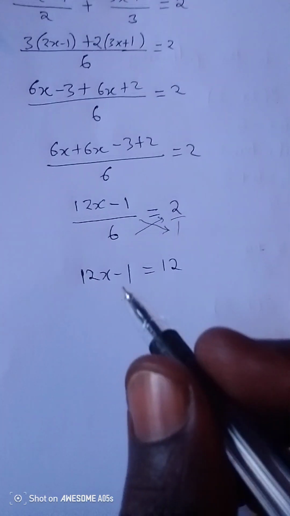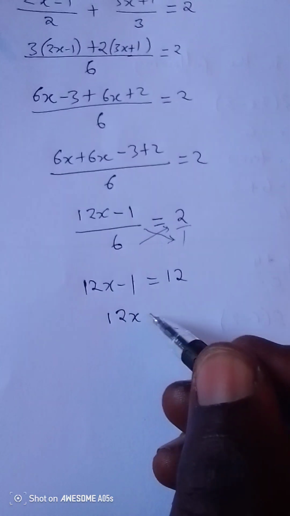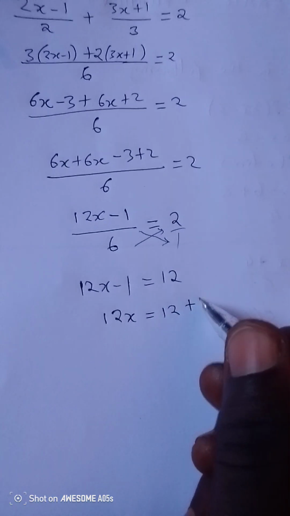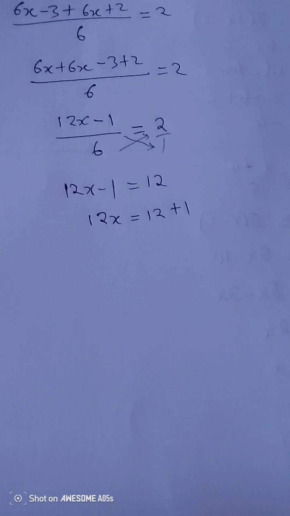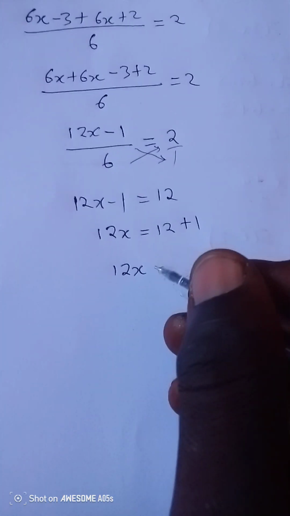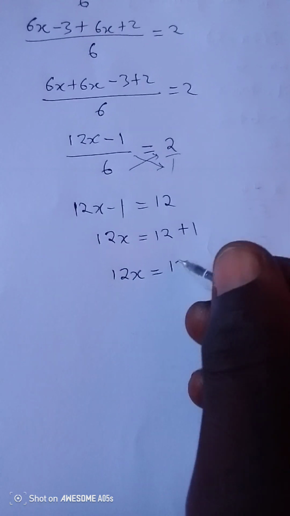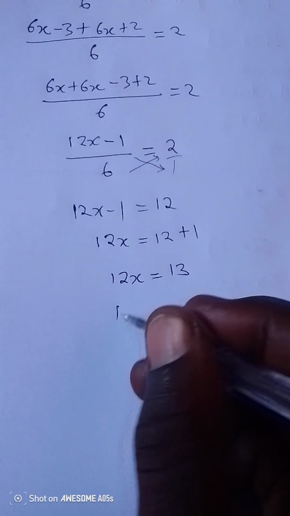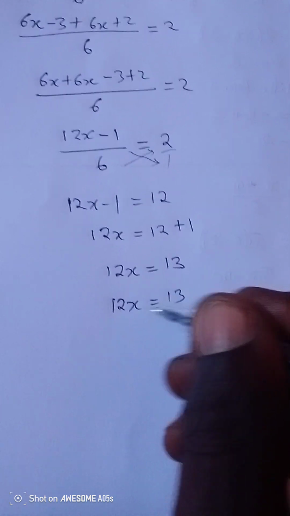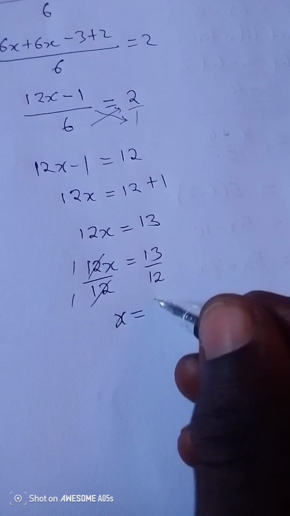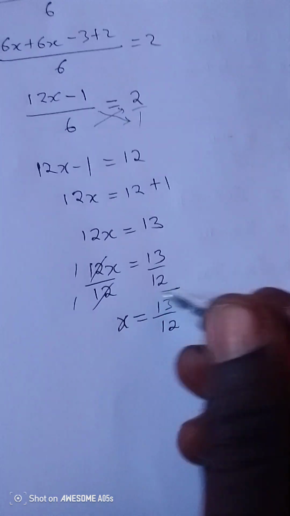Then at this point, we collect like terms by remaining with 12x this side equals the 12. This one goes outside, it forms plus 1. This side we won't do anything, we just maintain equals, this is now 13. Our aim is to look for the value of x. Hence we divide both sides by 12. Then we remain with x equals 13 over 12.